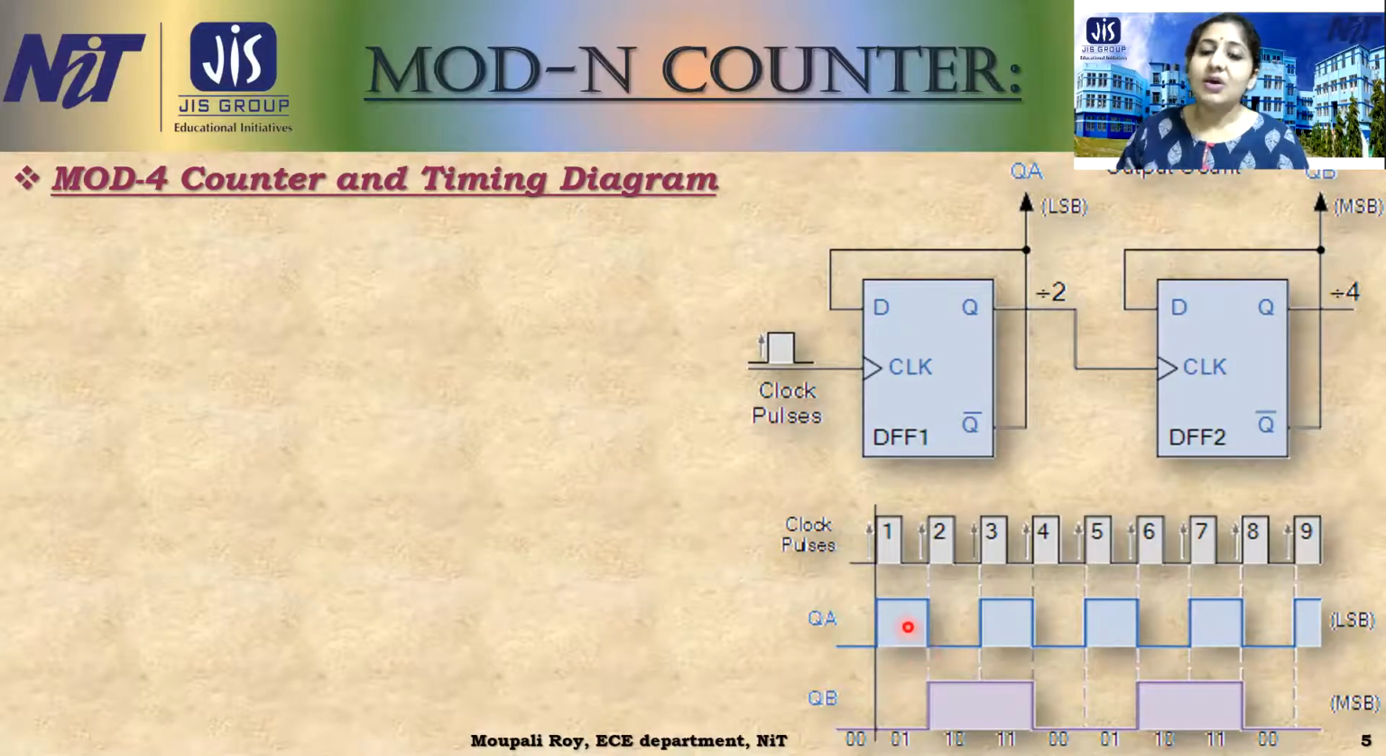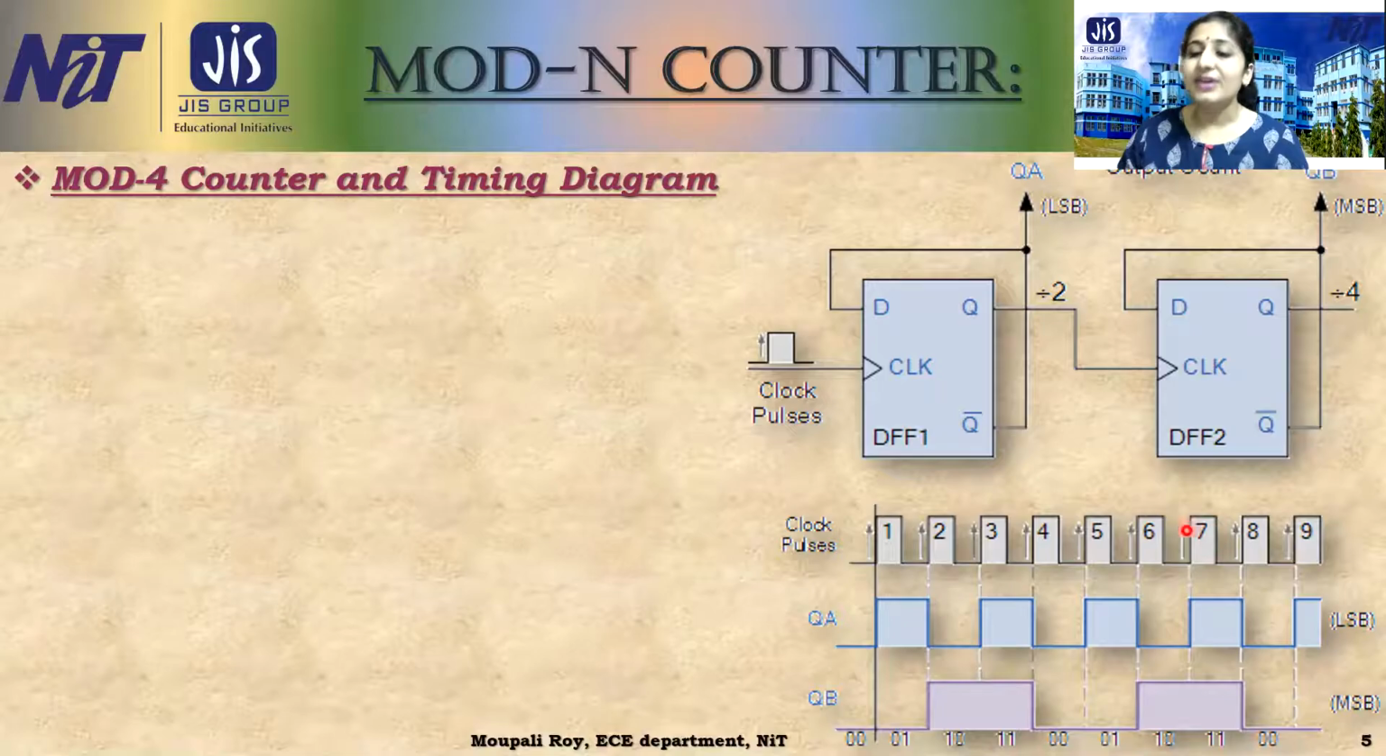See, this is 1 0, this is 0 1, this is 1 1, then 0 0, then 1 0, then 0 1, then 1 1, then 0 1. So what we are getting is 0 0, 0 1, 1 0, 1 1, 0 0, 0 1, 1 0, 1 1.